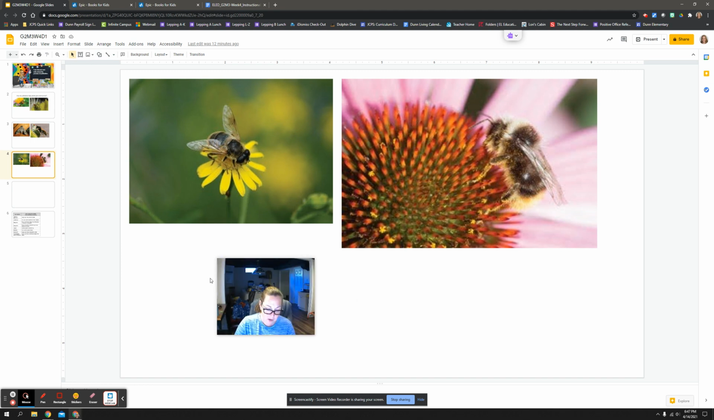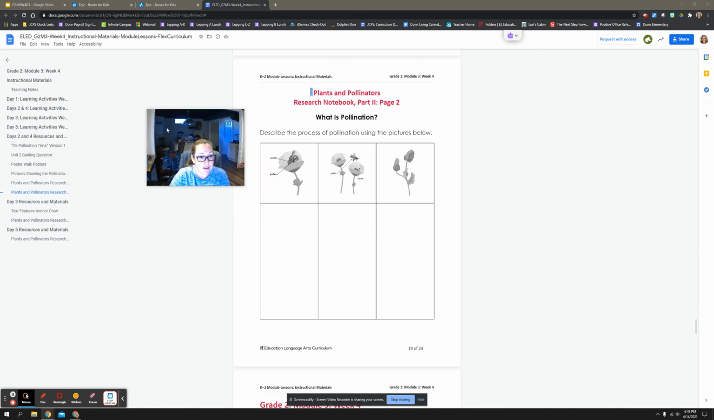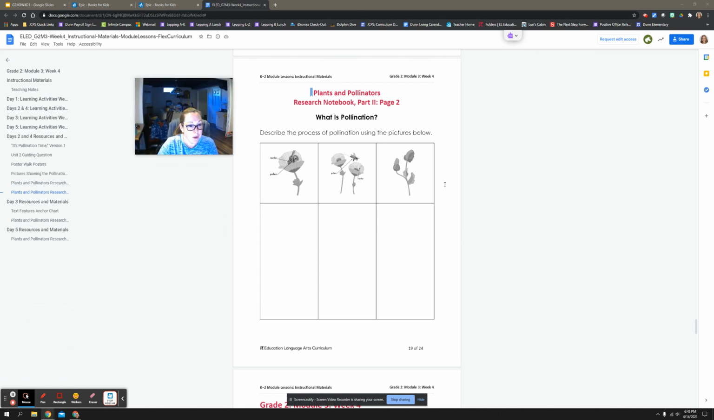Okay, so what I want to do now is think about the pollination process, and I have some pictures for you, and you have this sheet in your folder, in your pollinators packet. This is the sheet I'm talking about, and it says, what is pollination? Describe the process of pollination using the pictures below.